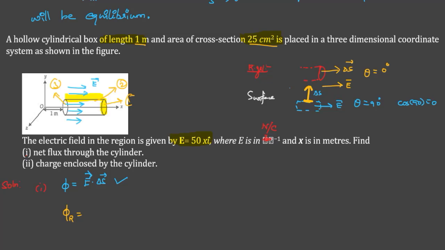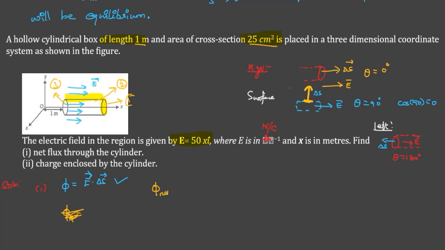Now I am moving to the left hand side. This is the closed surface, so based on this, we need to draw the area vector. This is the area vector, and the electric field is moving in this direction based on the coordinate system. So theta is nothing but 180 degrees.